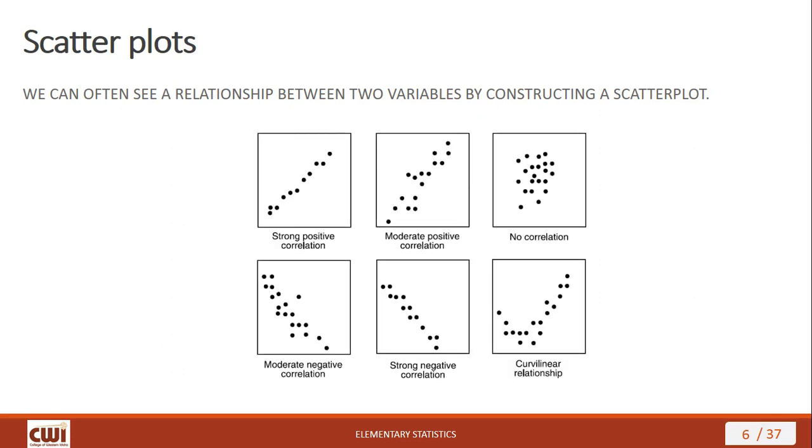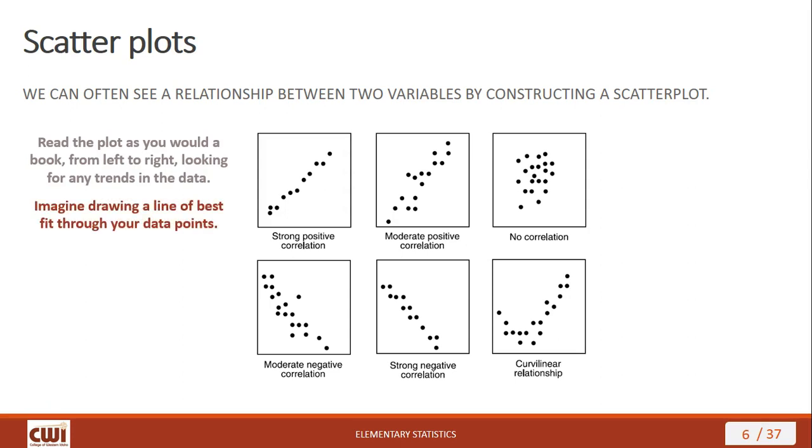So here on the screen we have different scatter plots of data points, and we can see that there are different patterns represented by each one. If you look at each of the plots and read them like a book from left to right, this will help you to notice any trends that are in the data.